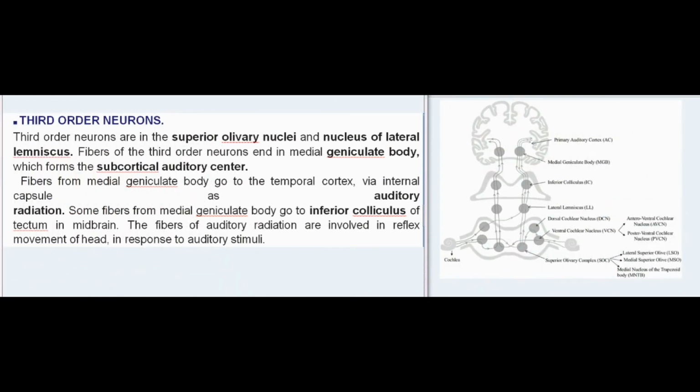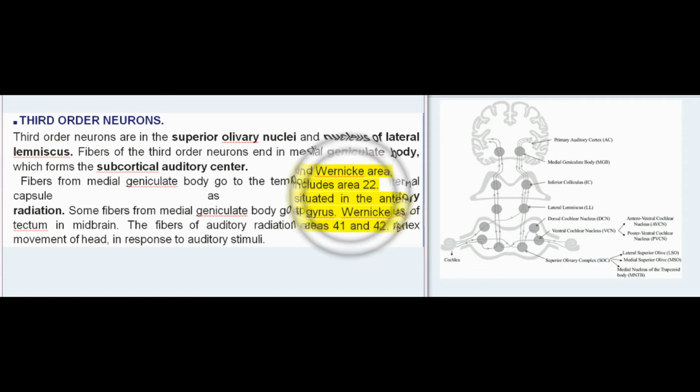Third-order neurons. Third-order neurons are in the superior olivary nuclei and nucleus of lateral lemniscus. Fibers of the third-order neurons end in medial geniculate body, which forms the subcortical auditory center. Fibers from medial geniculate body go to the temporal cortex, via internal capsule as auditory radiation. Some fibers from medial geniculate body go to inferior colliculus of tectum in midbrain. The fibers of auditory radiation are involved in reflex movement of head, in response to auditory stimuli.